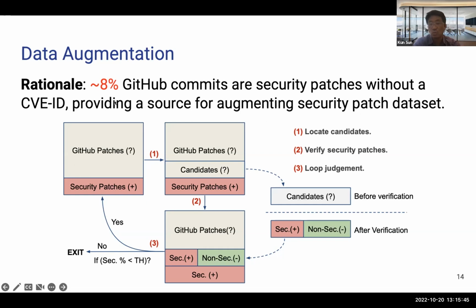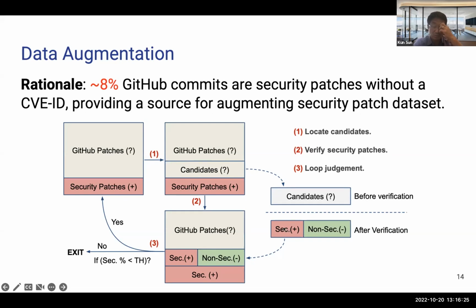And then how to do it more efficiently? We first collect this 4,000 security patches from NVD, and then we just compare using a one nearest neighbor algorithm. We find a group of candidates which look more similar or more likely to be security patches. Then we verify those candidates manually. We use 2 students and 1 postdoc. They do cross-checking, manually checking if they are real security patches or non-security patches.